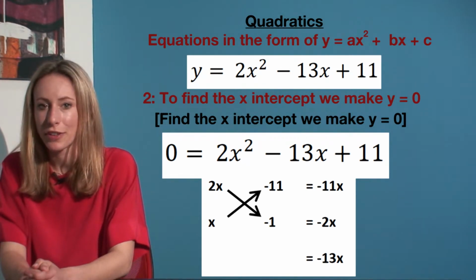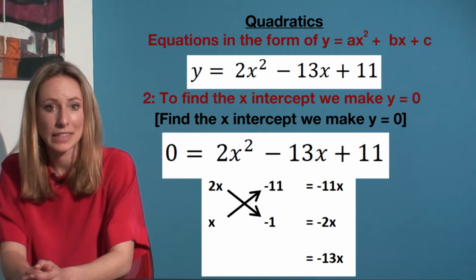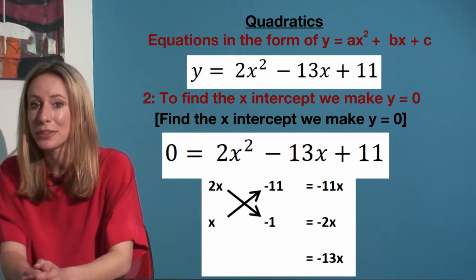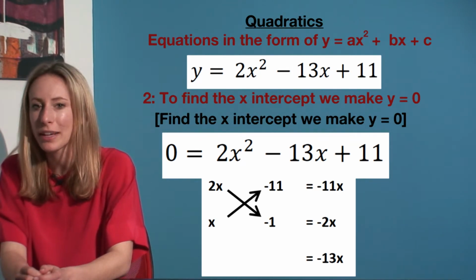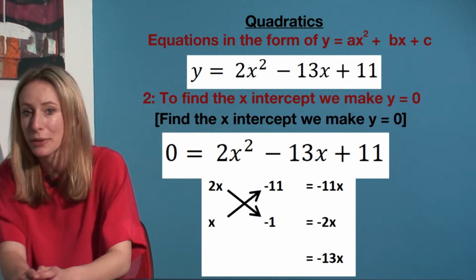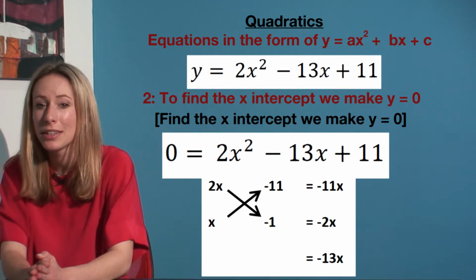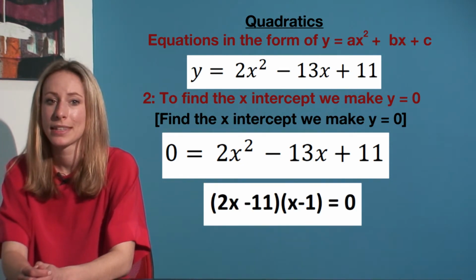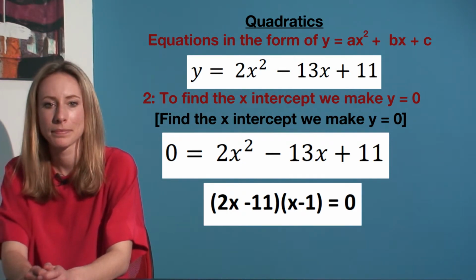Given our b value in the function is negative, one of the values at least must be negative. Given our c value is positive, we know that both values must be negative. Straight away we can tell that we need to multiply the 2x by the negative 1, since if we multiply it by 11, we will get too large a b value. Therefore, when we times x by negative 11 and add them together, we get negative 13. This gives us the brackets 2x minus 11 and x minus 1.